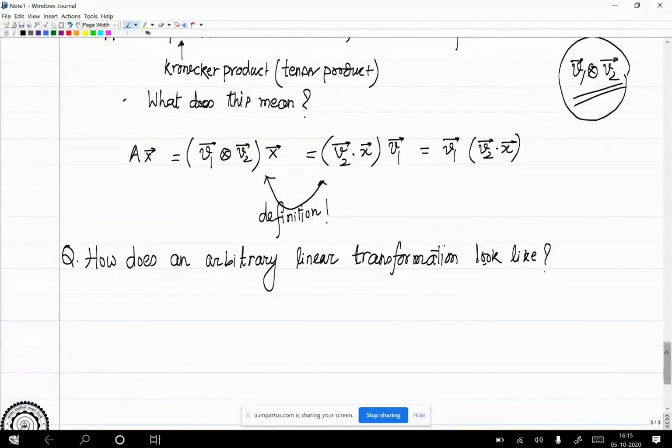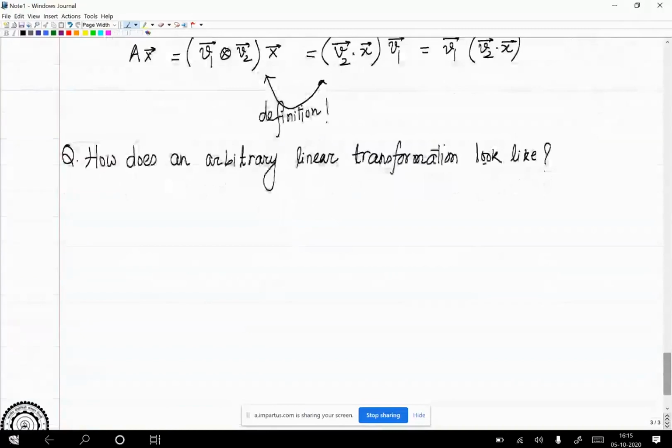So as I told you, a linear transformation acts on vectors in a vector space and gives you another vector in the same vector space. So it's just a function or a map from one vector to the other. Now this is really an abstract definition, but we have to know how it looks. So for that, let us try to find out how it will look. First of all, how can we uniquely define a linear transformation?